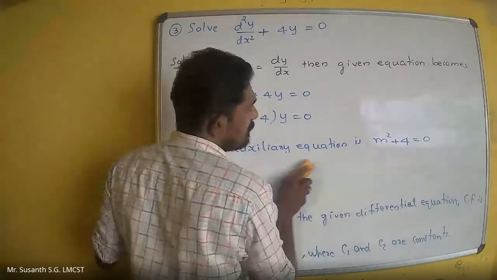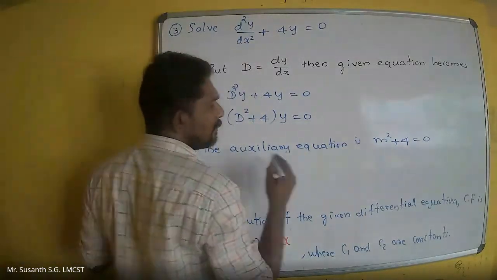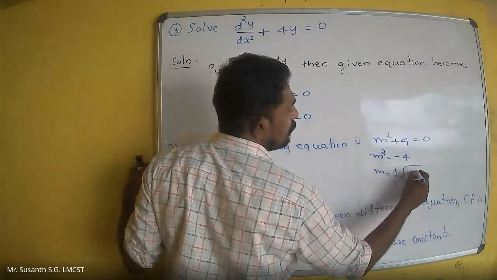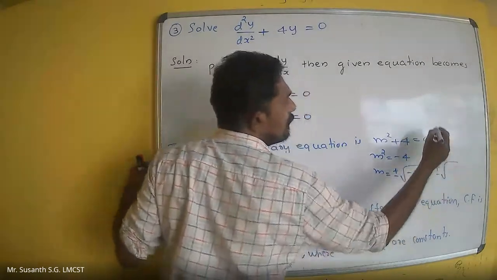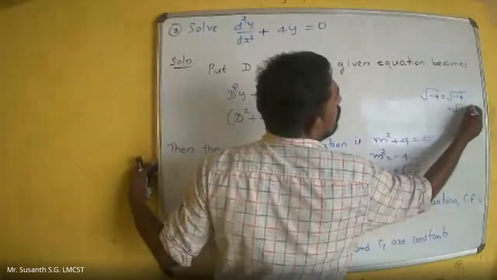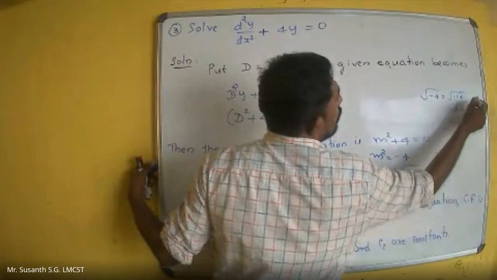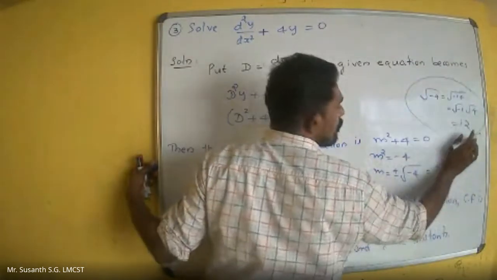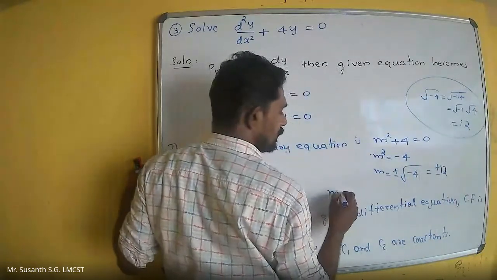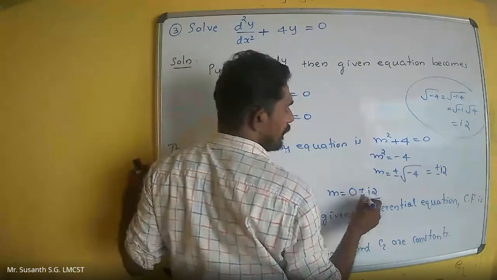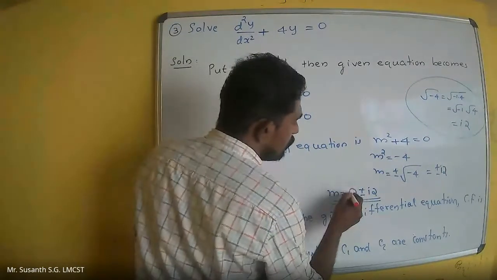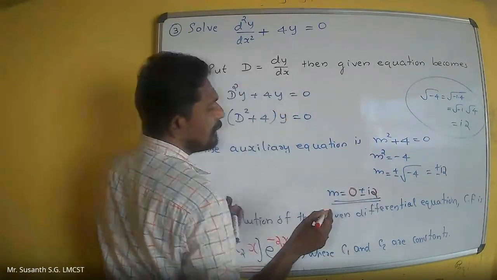M square plus 4 is equal to 0, so m square is equal to minus 4, m is equal to plus or minus square root of minus 4. What is root of minus 4? It is root of minus 1 into root of 4. Root of minus 1 is i, root of 4 is 2. So m is equal to 0 plus or minus 2i. This is a complex root. Real part is 0 and imaginary part is 2.